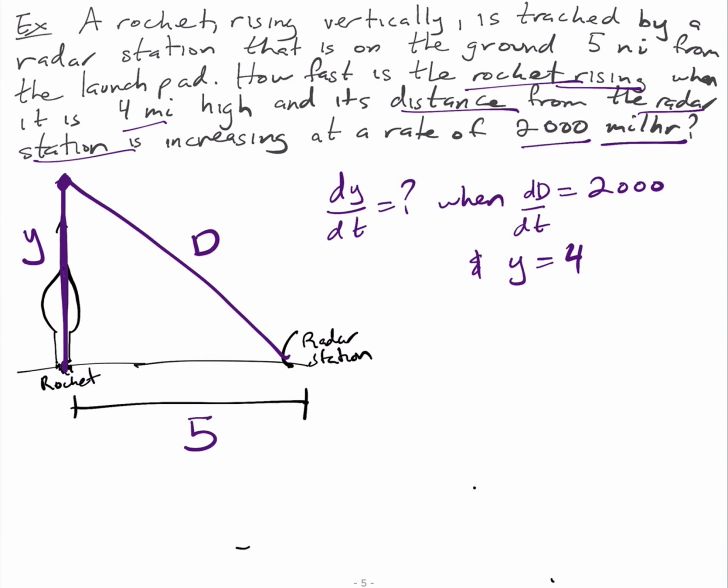So this is pretty similar to the other one, right? So what would be our formula? Y squared plus 5 squared equals D squared. And then? Derivative of both sides. Now notice, is this easier than the one that we just did? It is now, right? Because we already did one. So see, it's getting easier.